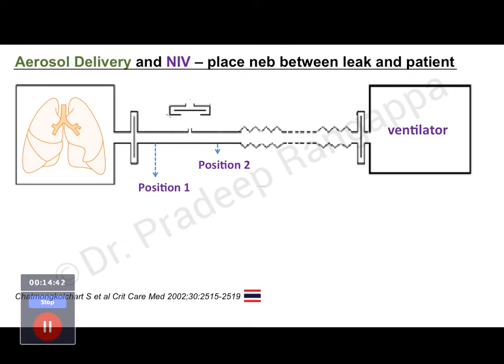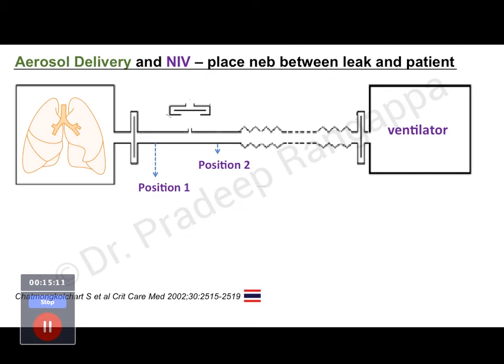So this is a setup of NIV, where you have a ventilator and this you consider as a lung. And you see in NIV you have two ways: one circuit limb with an expiratory port, or a two-way limb. This study was done with a one-way limb where there is an expiratory port, and they put the vibrating mesh nebulizer at position 1, which is prior to the expiratory port, and they put one after the expiratory port.